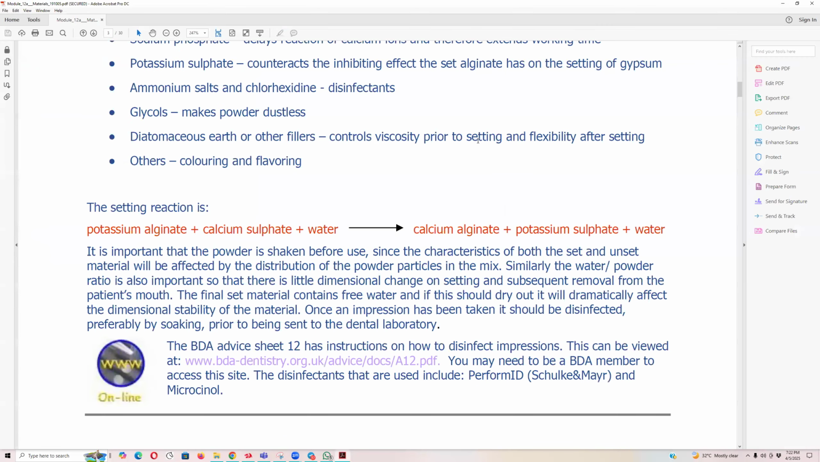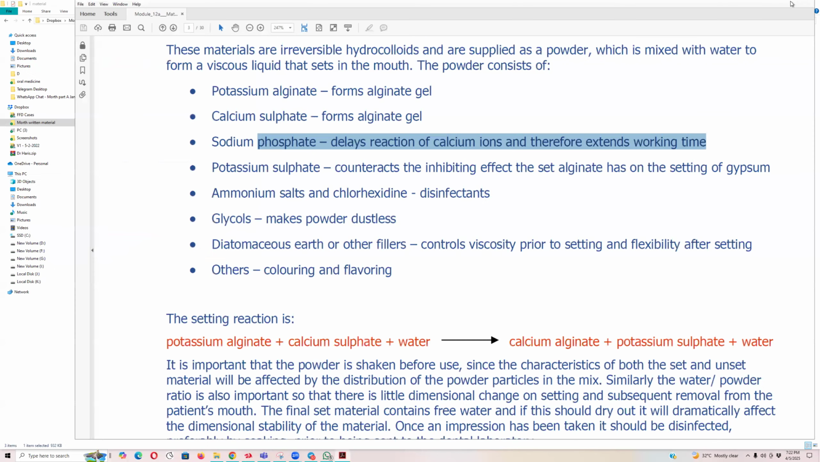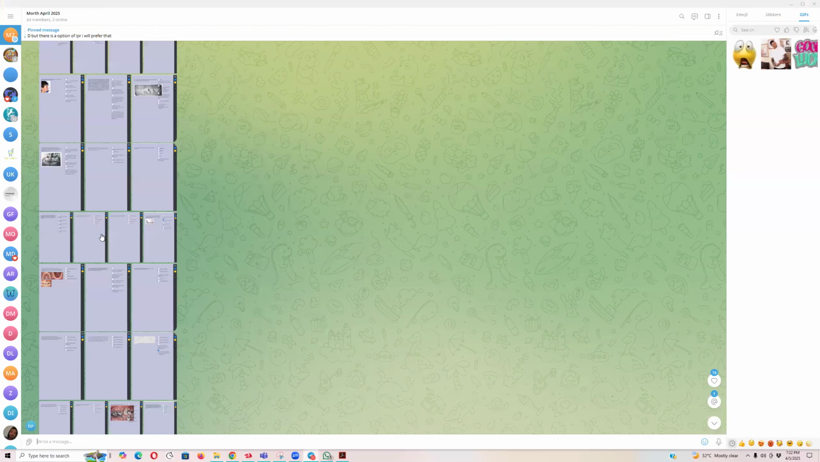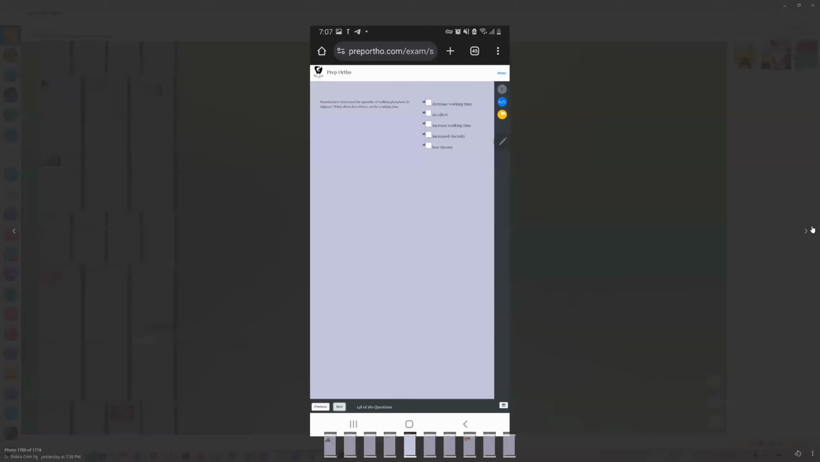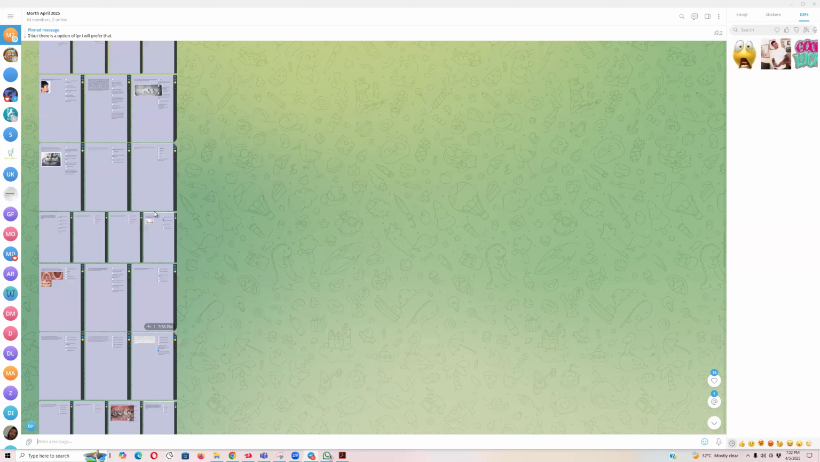Yeah, sodium phosphate delays the reaction, therefore extends the working time. So they have decreased it, so the working time would be decreased. Option A.